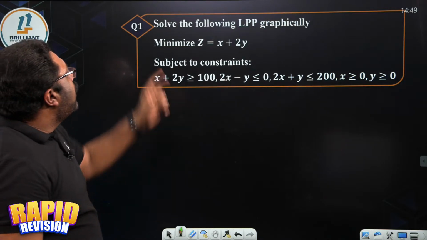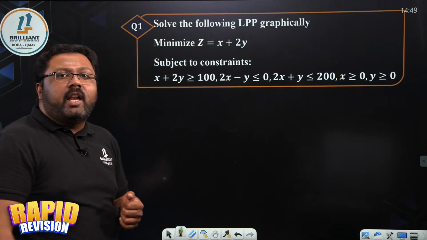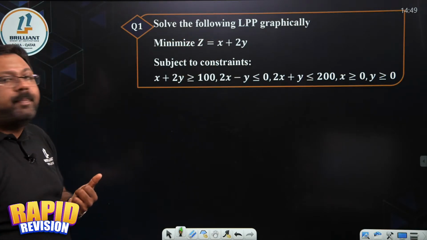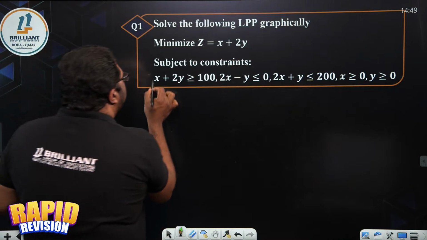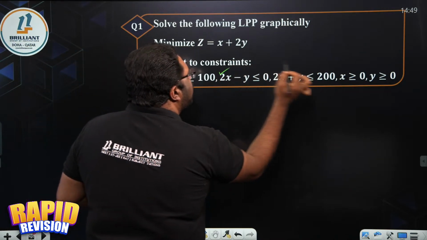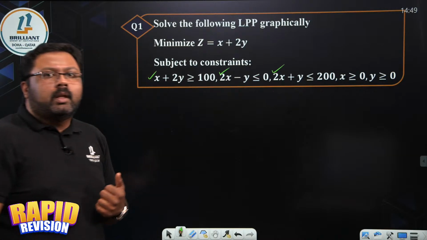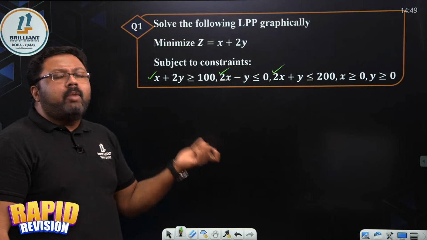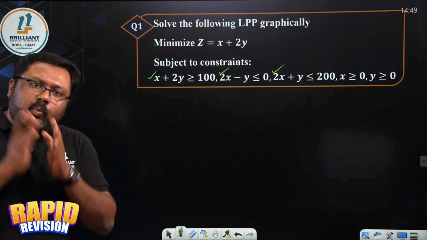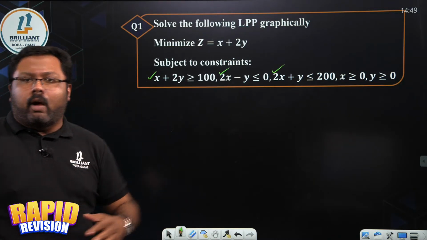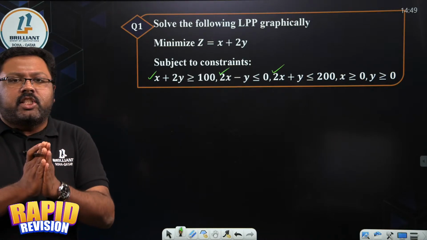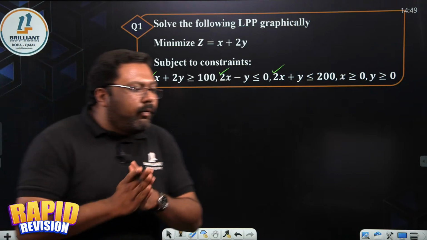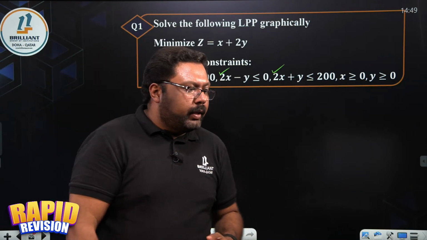First one, solve the following LPP graphically. The objective function: minimize z is equal to x plus 2y, subject to constraints 1, 2 and 3. And from my experience, I'm seeing that most of you are making one mistake or the other in drawing the graph. So I'm going to teach you a method to draw the graph without a mistake. I want everybody to be careful with it.